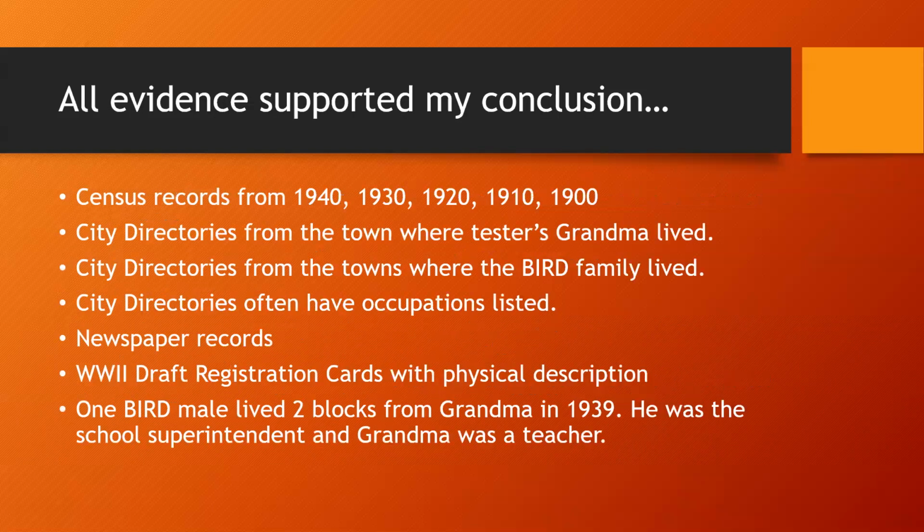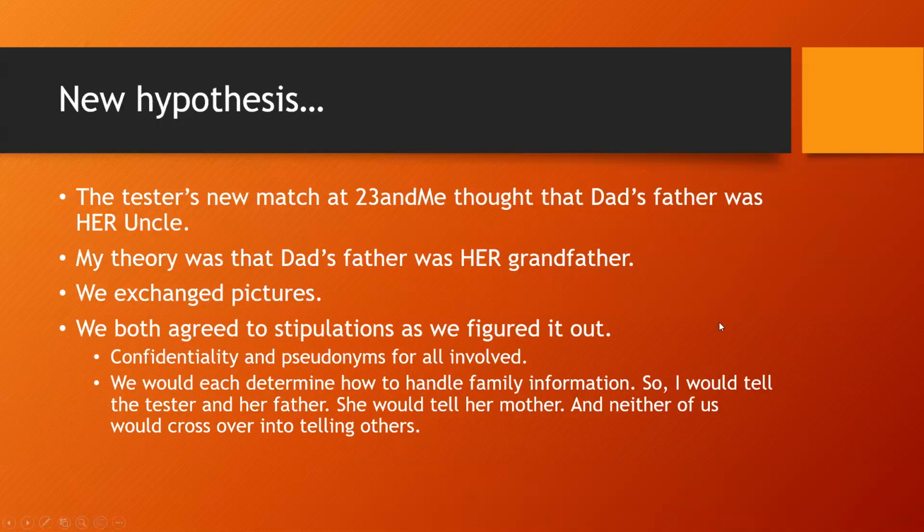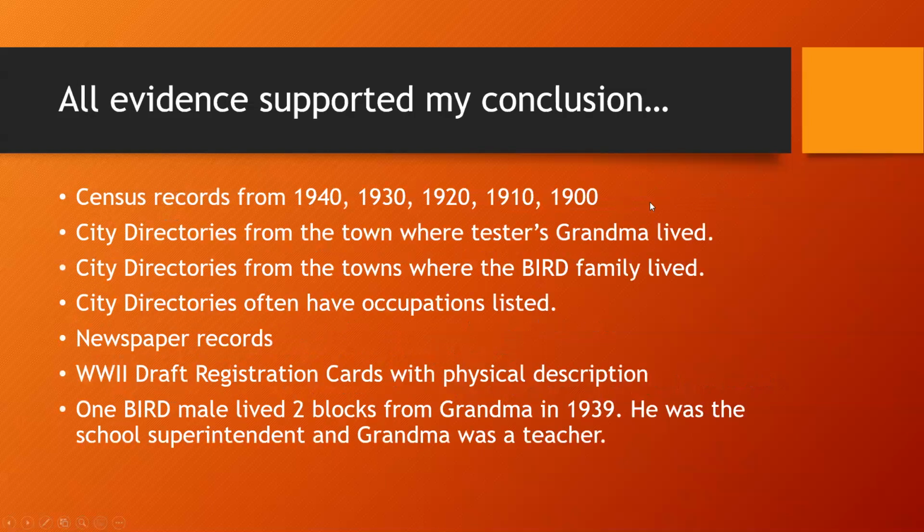All the evidence really supported my conclusion. And let me go back and show you this previous slide again. My theory was that the tester's dad's father was cousin M's grandfather. That was my thought. So that would make cousin M dad's niece. So let's go through this. This is the evidence that supported my conclusion.